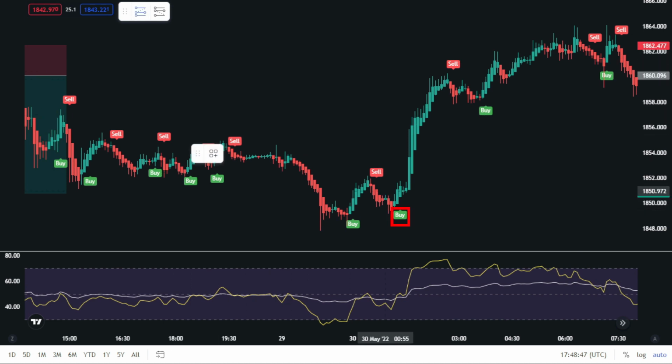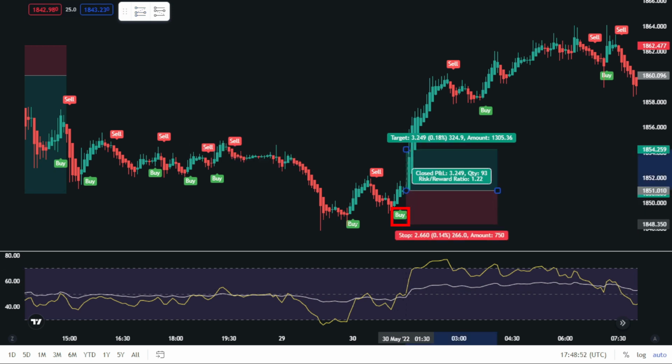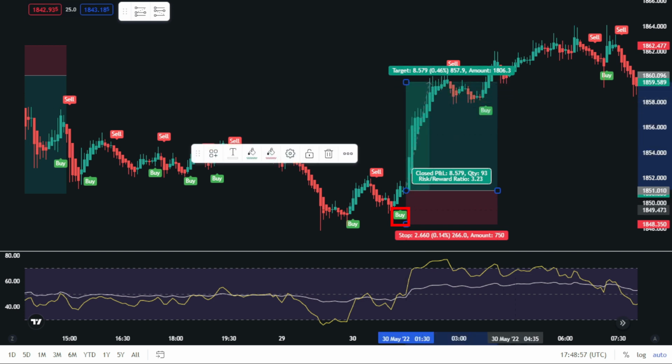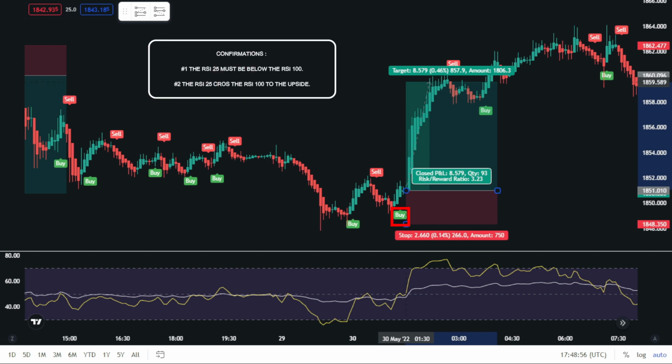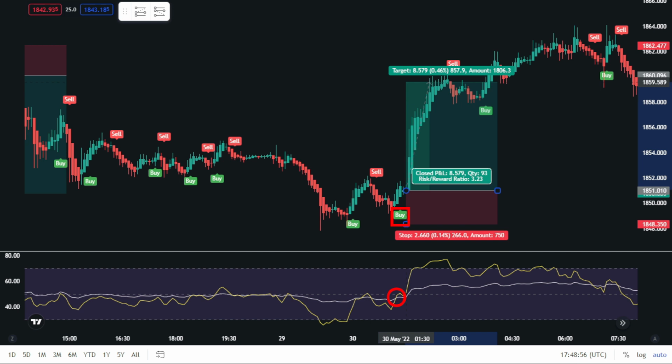Here we have a buy signal. And of course, we won't enter this trade until we have a clear confirmation from the RSI indicator. Because this is a buy trade, the confirmation that we'll be looking for is that the RSI 25 must be below the RSI 100 and our entry will be right after the two indicators cross each other. So by applying this filter to the buy and sell signals of the first indicator, we managed to create a very strong scalping strategy.